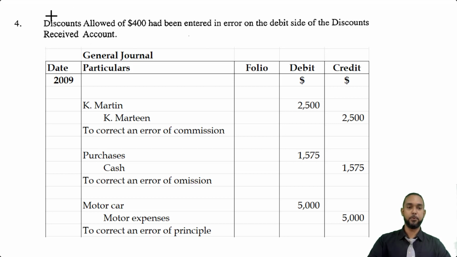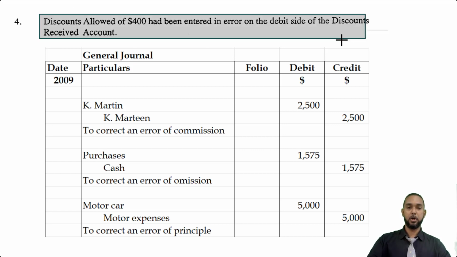Okay, item 4. It says discounts allowed of $400 had been entered in error on the debit side of discounts received. Okay, so discounts allowed is an expense, and to record the expense, we're supposed to debit the expense account. But we didn't, so we're missing a debit from discounts allowed. To fix that, we'll just debit it.